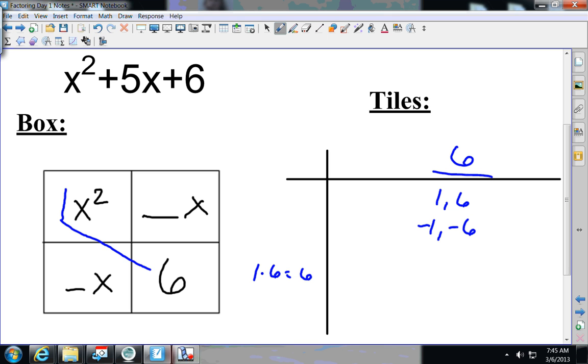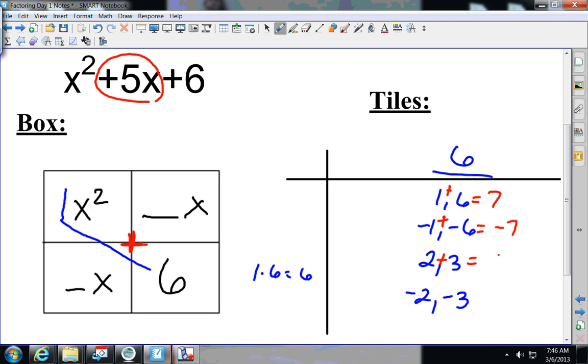-1, -6. 2 and 3. -2, -3. I need my factors to add up together to get this middle term. Why? Because we're adding them up right here when we're normally trying to find our product. If I add these together, I get 7. If I add these, I get -7. Add these, 5. Okay, so these are my factors. So I'm going to put a 2 and a 3.